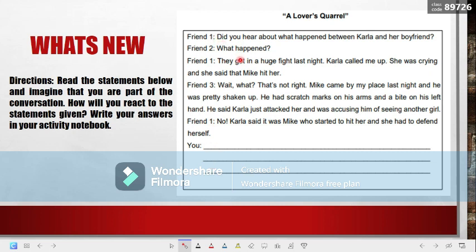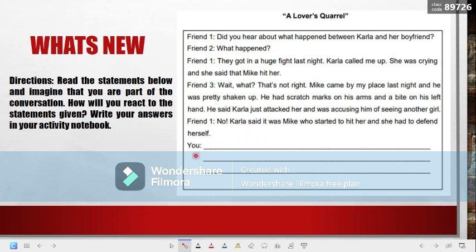Friend 1: Did you hear about what happened between Carla and her boyfriend? Friend 2: What happened? Friend 1: They had a huge fight last night. Carla called me up. She was crying and she said that Mike hit her. Friend 3: Wait, what? That's not right. Mike came by my place last night and he was pretty shaken up. He had scratch marks on his arms and a bite on his left hand. He said Carla just attacked him and was accusing him of seeing another girl. Friend 1: No, Carla said it was Mike who started to hit her and she had to defend herself.